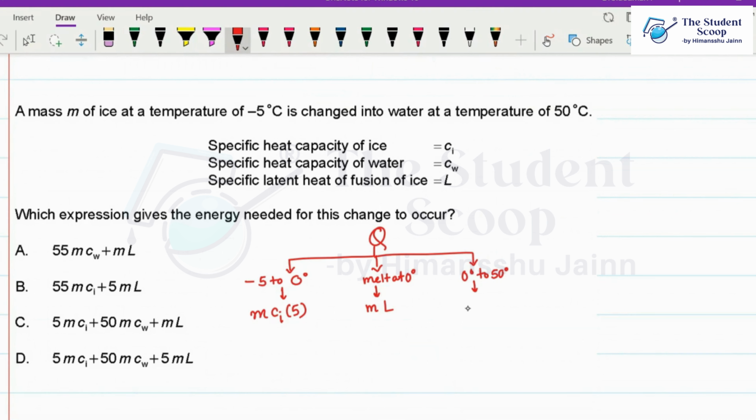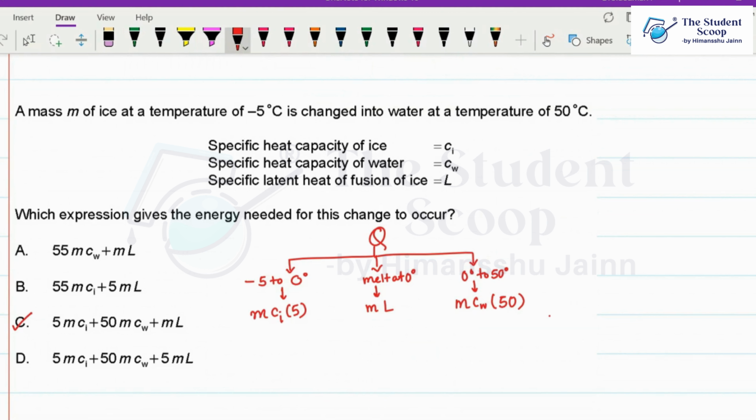So this will be mass of ice times specific heat of water. Because it has changed state, I will take the specific heat of water, and the temperature change is 50. So we have to add up all of this, and we'll get an equation like this.